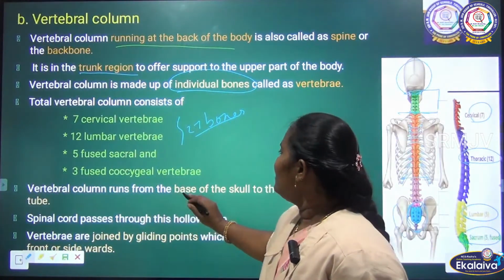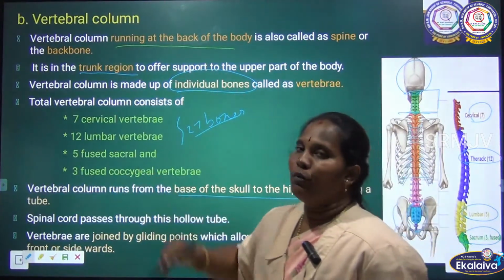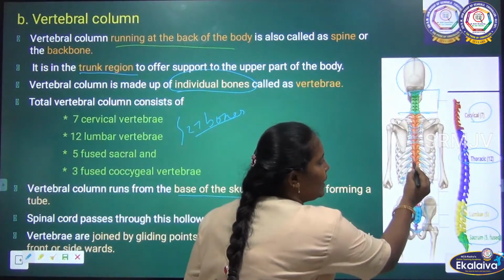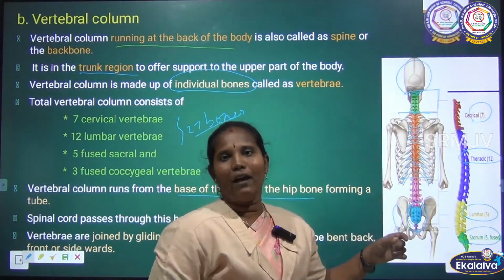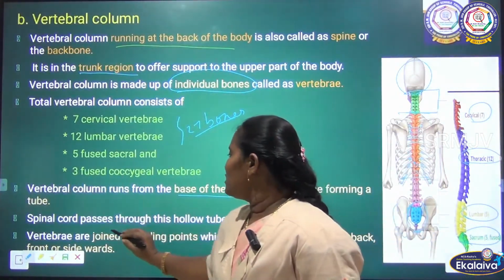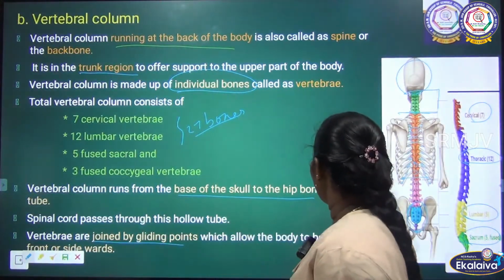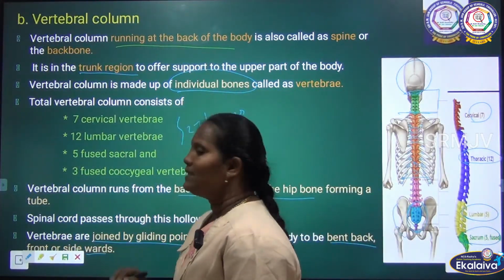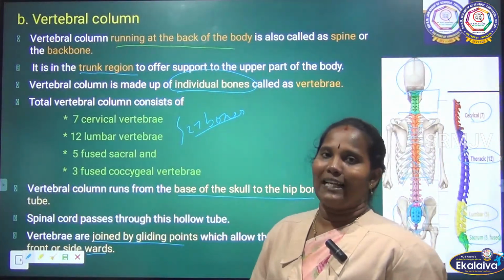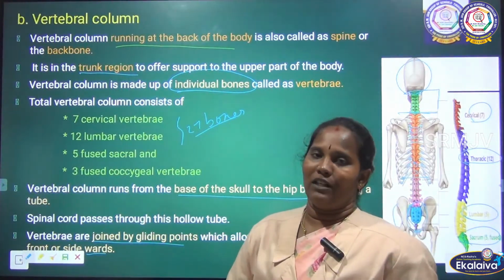See, this column runs from the base of the skull to the hip bone forming a tube. I told you, they are arranged one by one, so here they make the gap. In this gap our spinal cord is running through this hollow tube. They join at gliding points which allow us to bend back, front and sidewards. It is a slightly movable bone. Our backbone is slightly movable because we can bend front, back as well as sidewards. Clear?